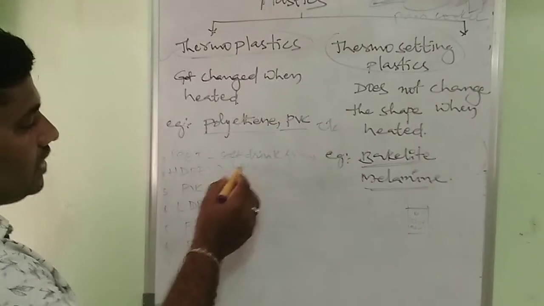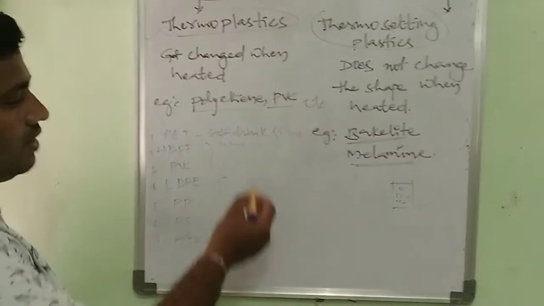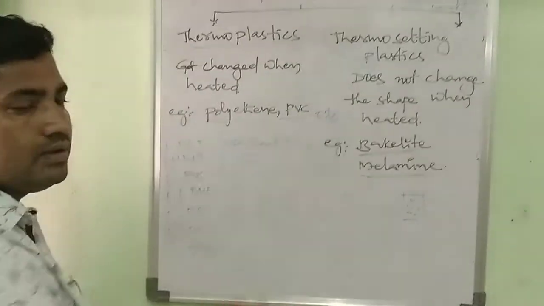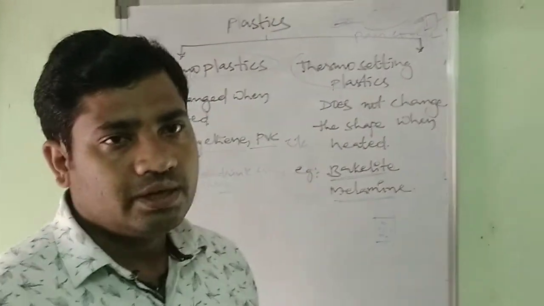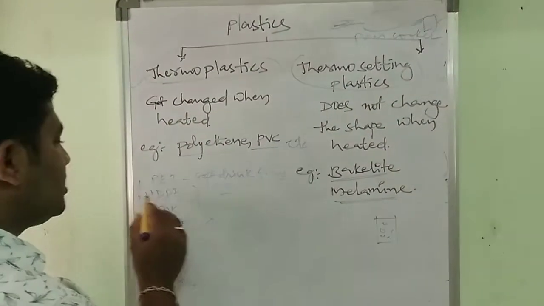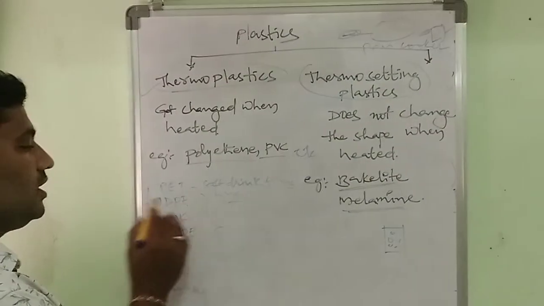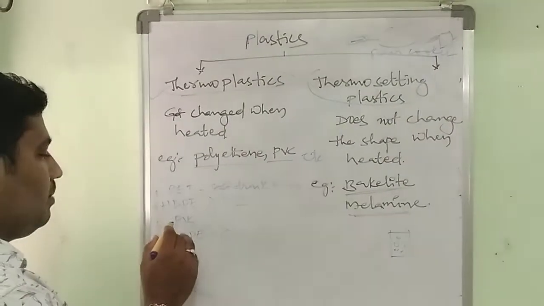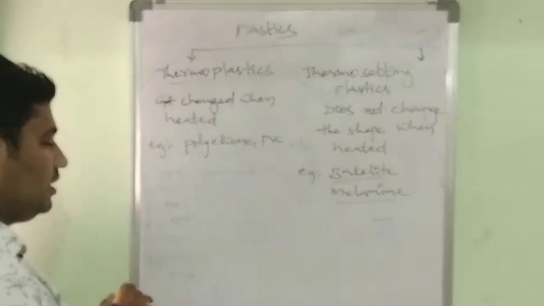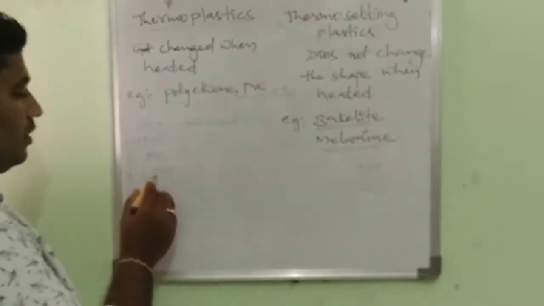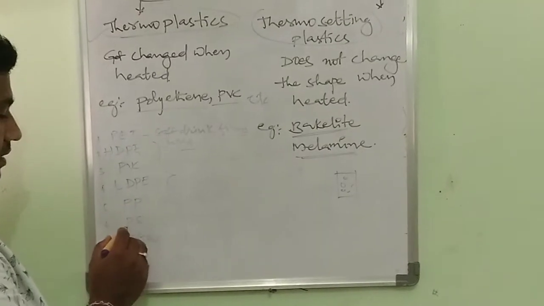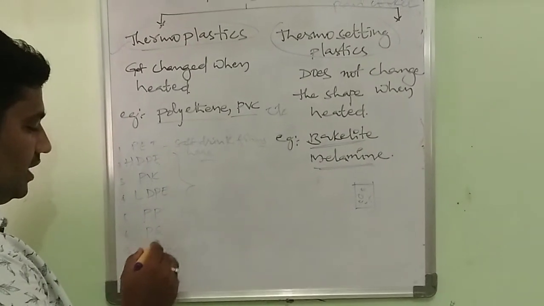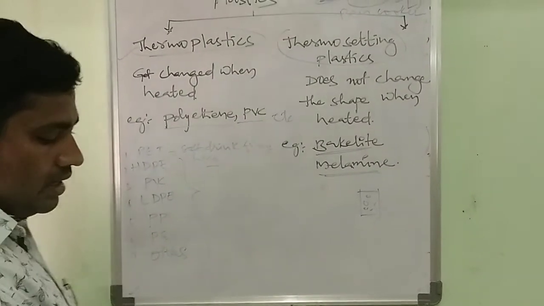PET: examples are soft drink bottles, films, wires. So many things are made up of PET. PET is polyethylene terephthalate. HDPE, high density polyethylene, is the second category. PVC, polyvinyl chloride. LDPE, low density polyethylene. PP, polypropylene. PS, polystyrene, and others.